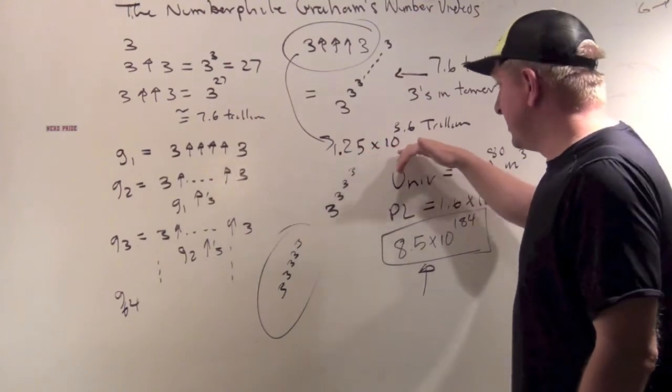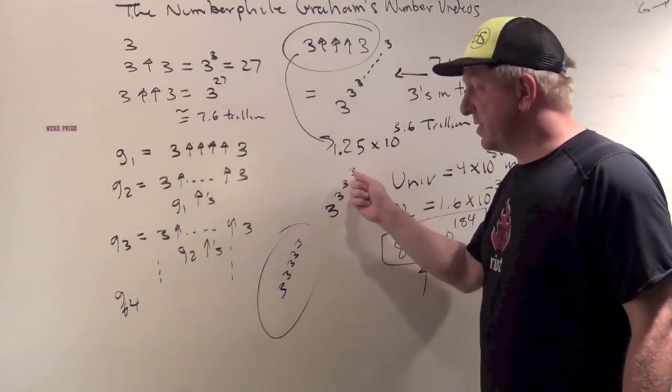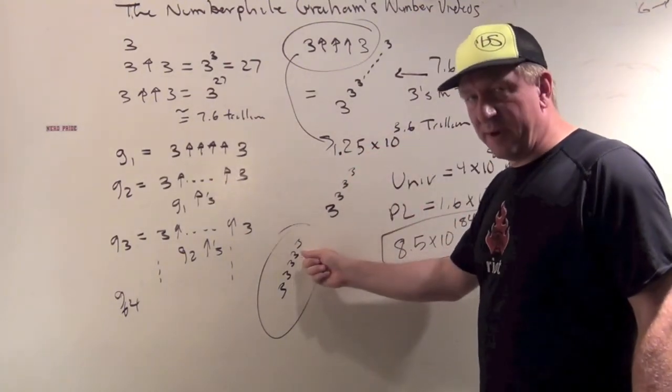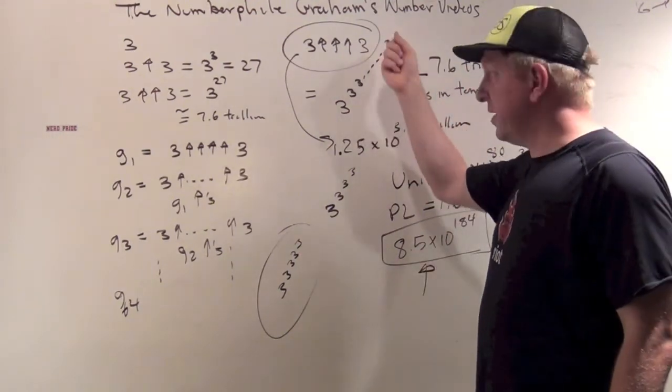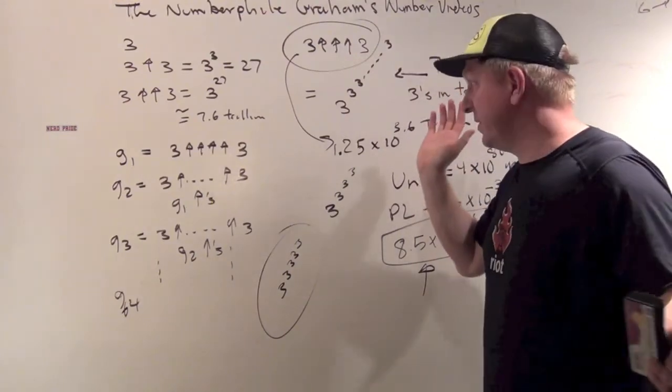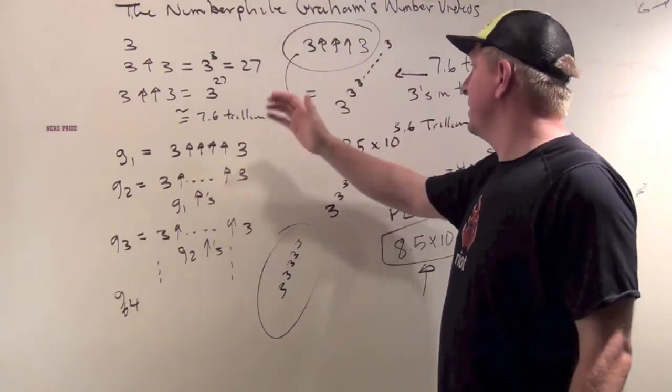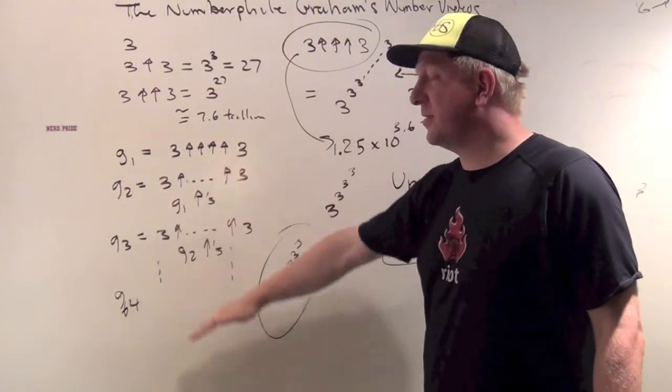That 1.25 times 10 to the 3.6 trillion is just 4 threes. Even at 5 threes, it becomes very difficult to even try to figure out what we're talking about. 7.6 trillion threes tall, forget it. There's no way to even think about it. And then you get to the 4 up arrows, and then you go to Graham's number.